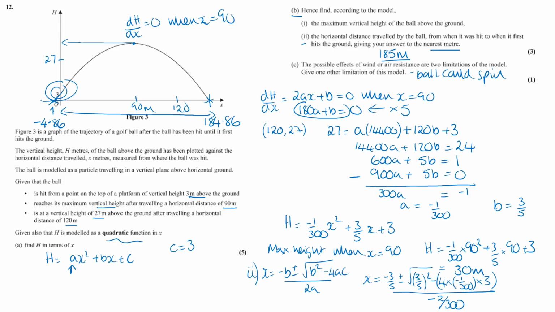The ball is not a particle. Or you could have ground unlikely to be exactly horizontal. So you just need to say one of those things to get the 1 mark.